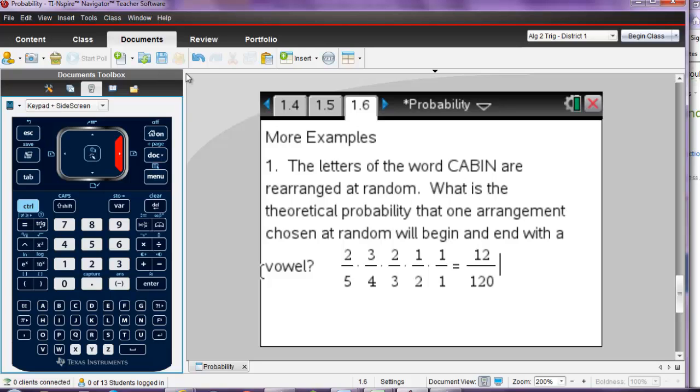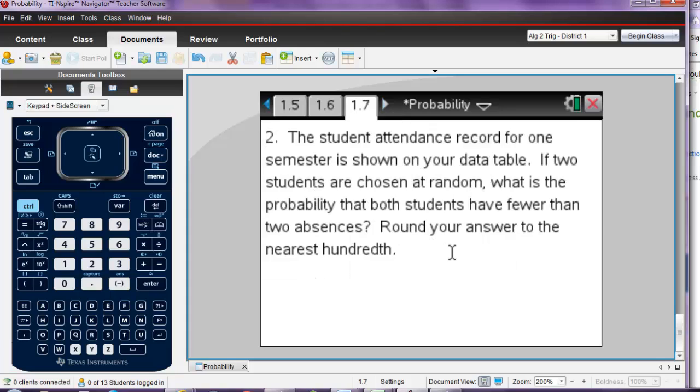Here we go. Page 17. Last example of the day. The student's attendance record for 1 semester is shown on your data table. So in your lab packet, there's a data table. It says probability data set of absences and frequency of those absences. If 2 students are chosen at random, what is the probability that both students have fewer than 2 absences? You're going to round your answer to the nearest hundredth.